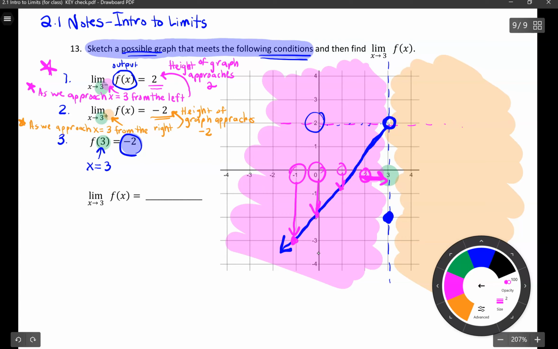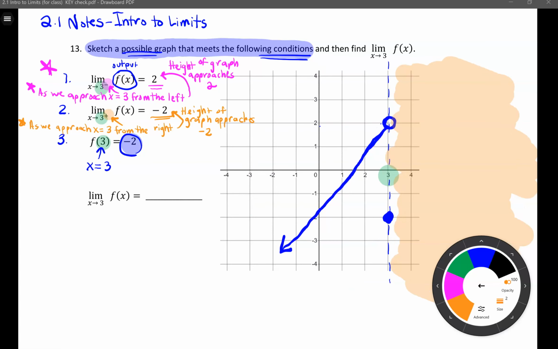I plug in a 2, my height's up here. I plug in really, really close to 3, like 2.99. See how my height's really, really close to 2. So this graph meets that condition of having the limit of the function, or the height of the graph, approach positive 2 from the left.